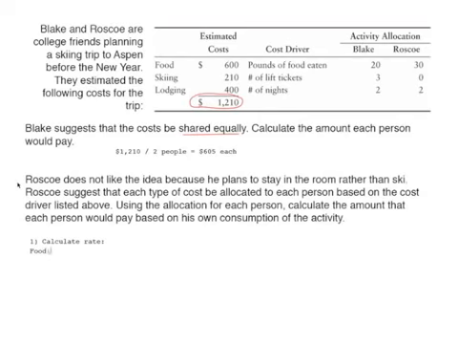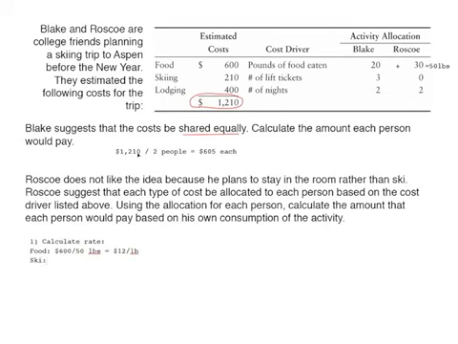So the first activity was food. The total cost of the food was $600. And if you look up here, Blake anticipates eating 20 pounds of food, and Roscoe anticipates eating 30 pounds of food. So we want to know what the total amount of food is going to be. In this case, it's going to be 50 pounds of food. So we're going to come back down here, and our food is going to be the $600 divided by the estimated total amount of food eaten, which is 50 pounds. That will give us our allocation rate per pound of food, which in this case is $12 per pound. So for each pound eaten by Blake and Roscoe, they will pay $12 in cost.